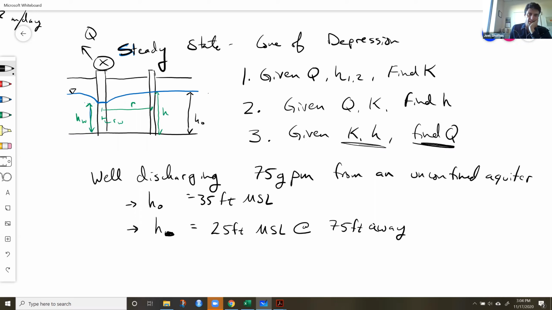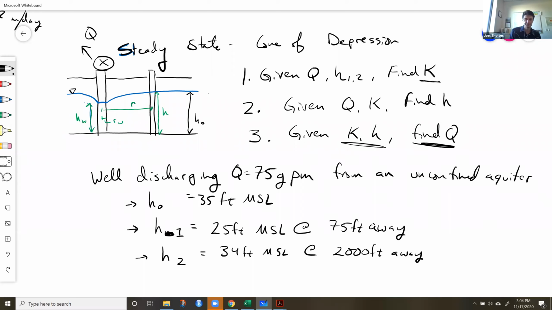And we also have, so we'll call that H1, and then we'll have H2. So this is going to be 2 wells here. H2, we have 34 feet of a mean sea level at 2,000 feet away. All right, so we have a flow rate. We have our different heights. And we are wanting to calculate the K value in this case.